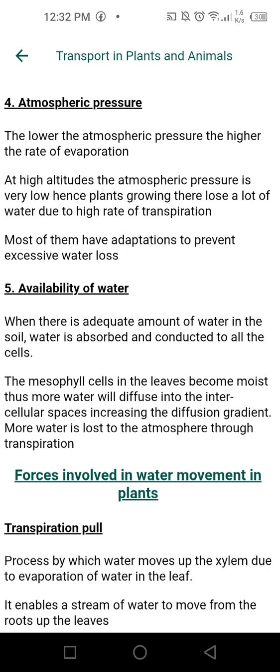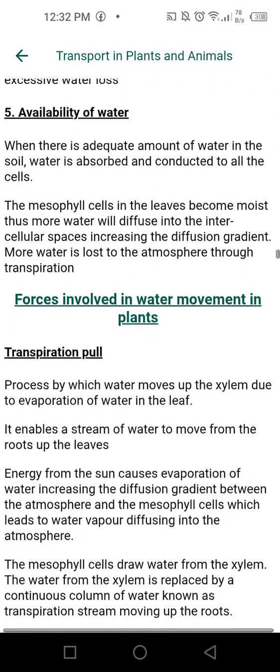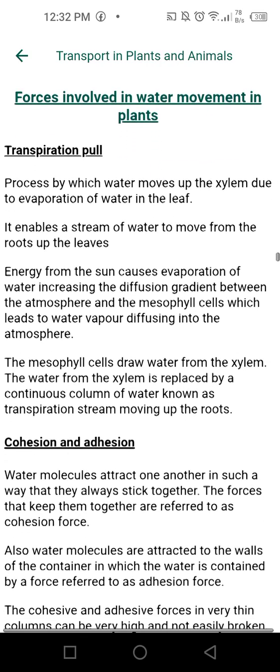Forces involved in water movement in plants. Transpiration pull. Process by which water moves up the xylem due to evaporation of water in the leaf. It enables a stream of water to move from the roots up the leaves. Energy from the sun causes evaporation of water, increasing the diffusion gradient between the atmosphere and the mesophyll cells, which leads to water vapor diffusing into the atmosphere. The mesophyll cells draw water from the xylem.